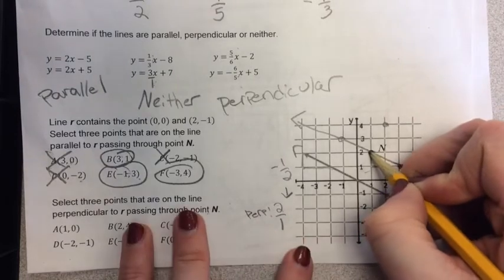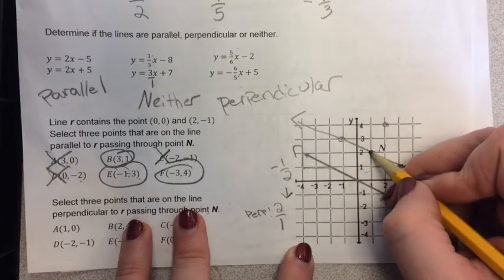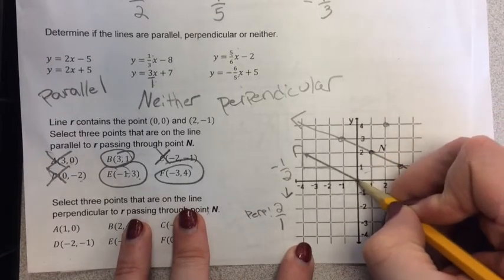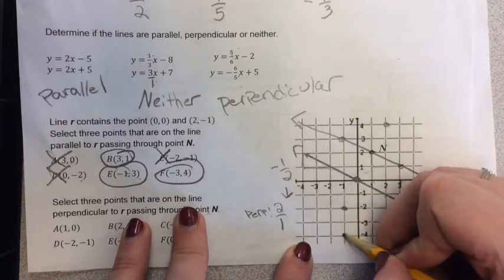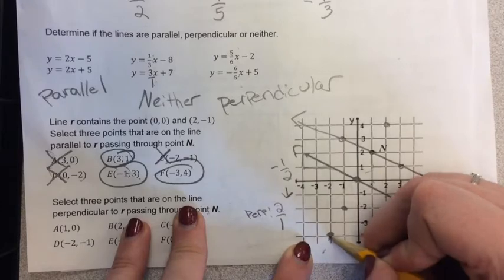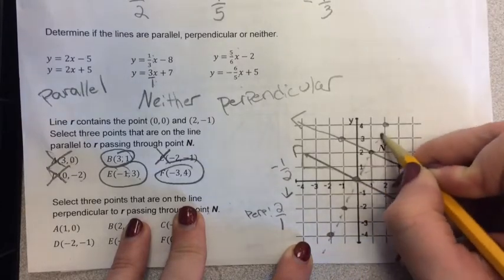And then I need to do the same thing, but in the opposite direction. So down 2 to the left 1, down 2 to the left 1, down 2 to the left 1. And there's my perpendicular line.